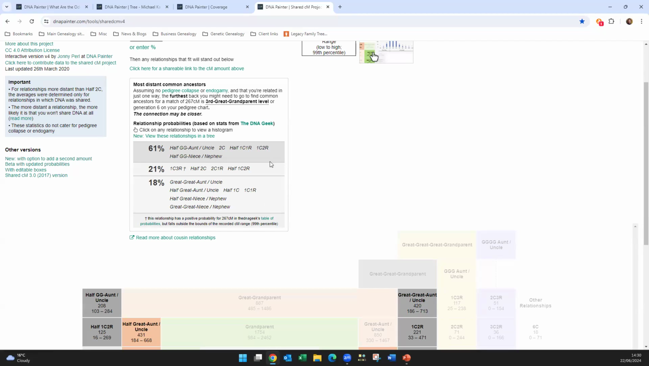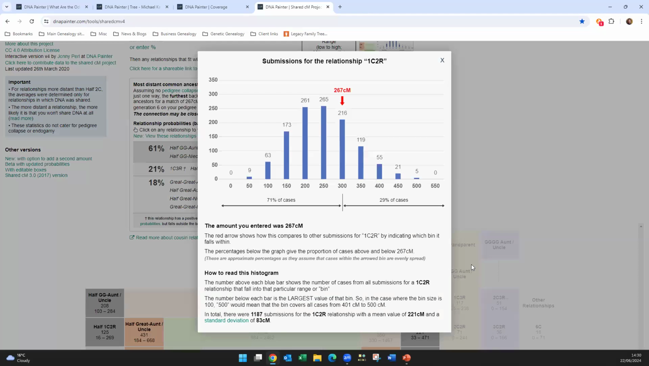You may not also realize that you can also click on these relationships, and it brings you up a chart. And so this chart shows you, well, it's a histogram, isn't it? It shows you the number of cases from all the submissions for a first cousin twice removed that fall in this particular range. And so it's saying here, there's where yours fits in this range, but all of these options, and if you actually hover over it, it tells you how many. So you see that between 51 and 100 centimorgans, 63 people reported this for that relationship. So that gives you a bit of extra analyses.